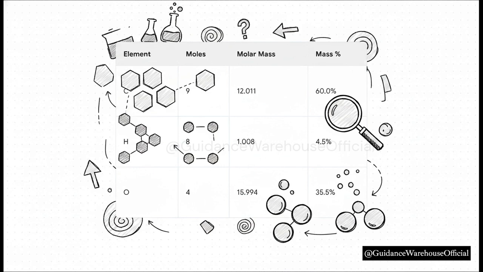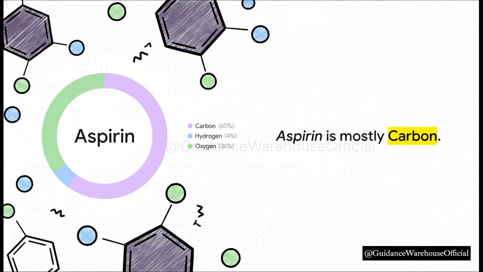Then we divide that by the total molar mass of the entire aspirin molecule, which is 180.16 grams per mole, multiplied by 100, and we get 60.002%. We just repeat that exact same process for the 8 hydrogens and the 4 oxygens. And this brilliantly illustrates our final recipe.